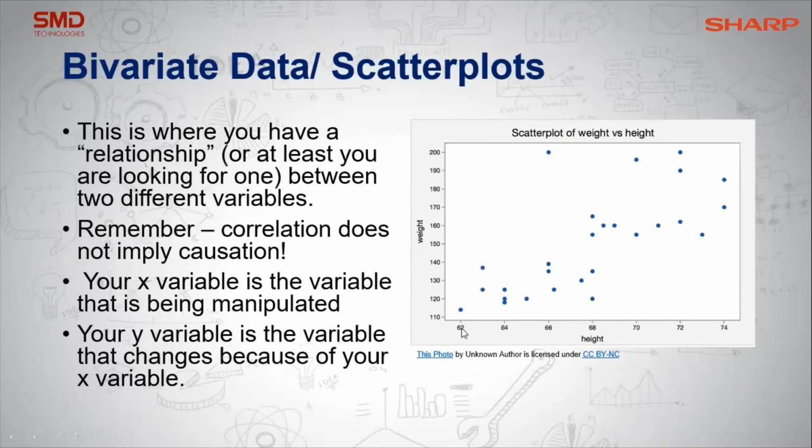Okay, and your y is this one on the left hand. It's your height or your weight category. Your x value is what is being manipulated or changed in the experiment or the observation, and your y value is what changes because you changed your x value. So when we change our year, whatever happens year to year will change as well, and that would be your y value.